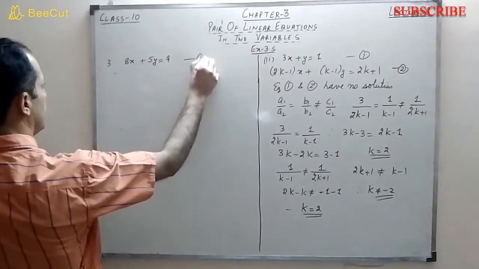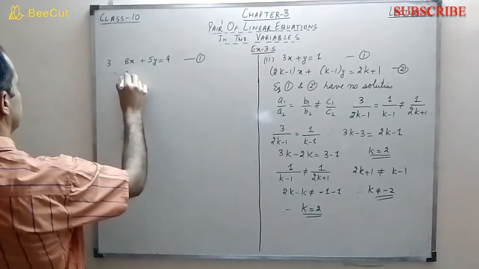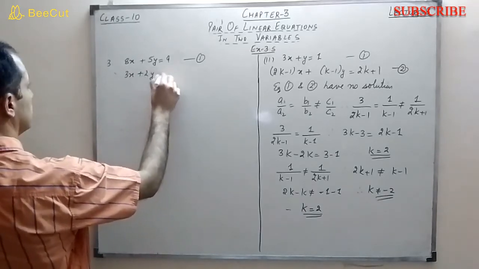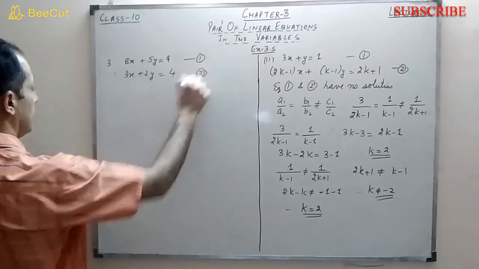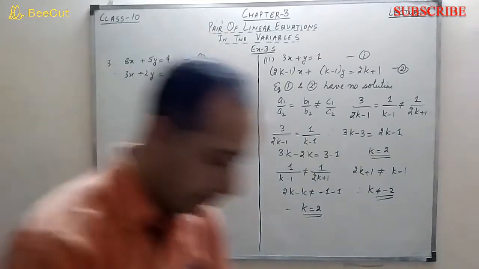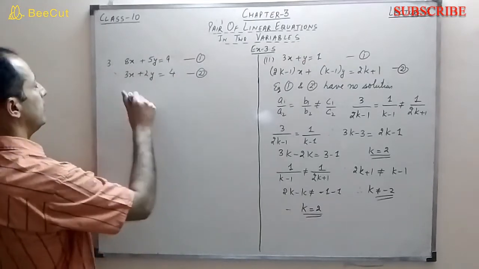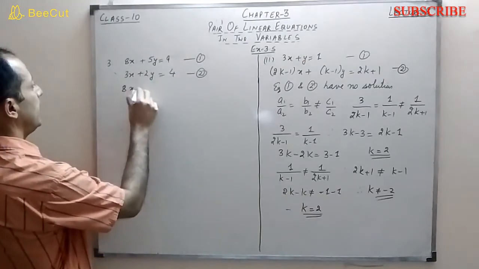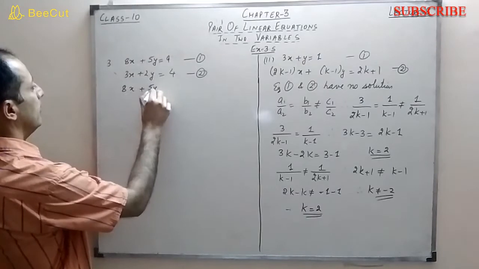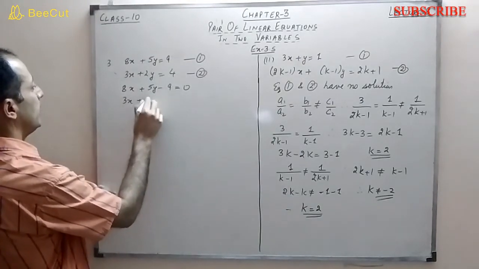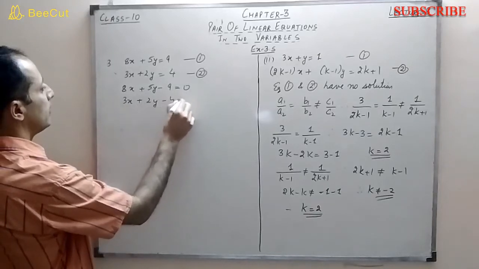This is my first equation, and this is my second equation. So let's be quick in doing this. First of all, the first step would be to transform the equations: 8x plus 5y minus 9 equals 0, and 3x plus 2y minus 4 equals 0.